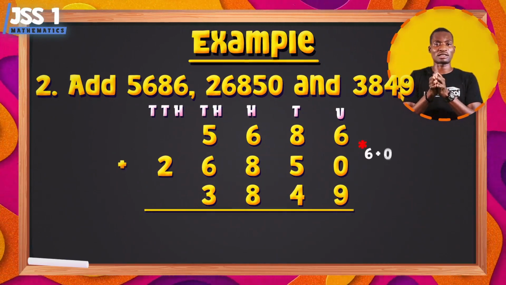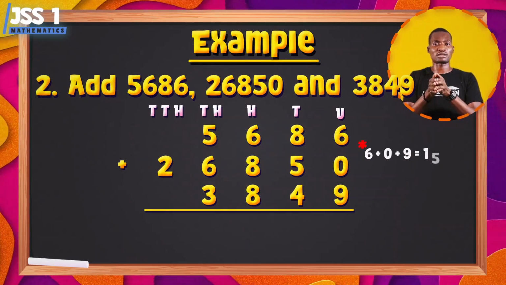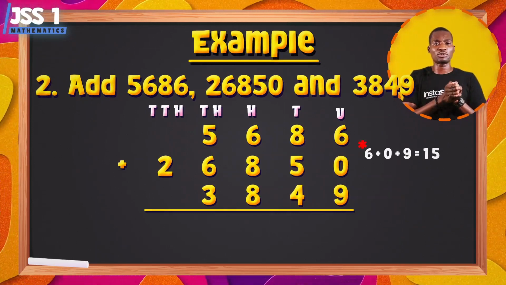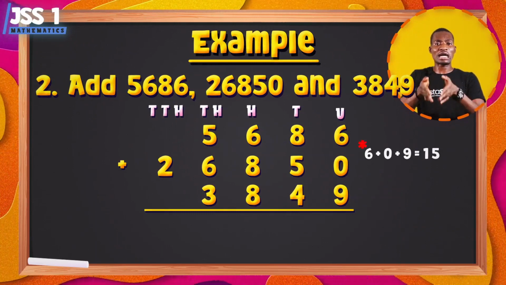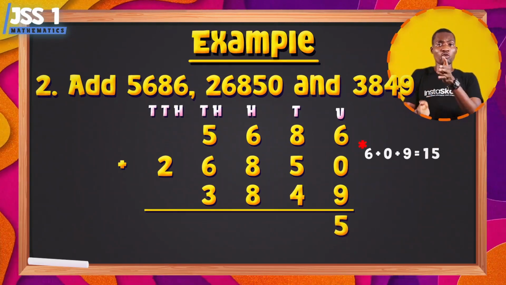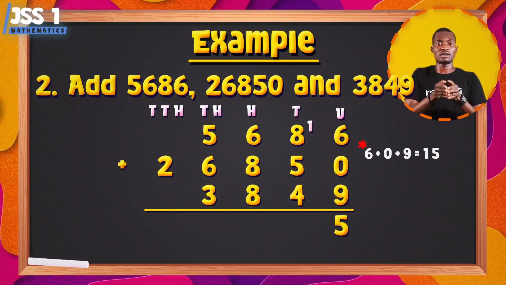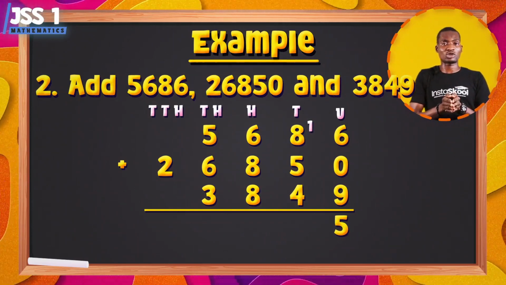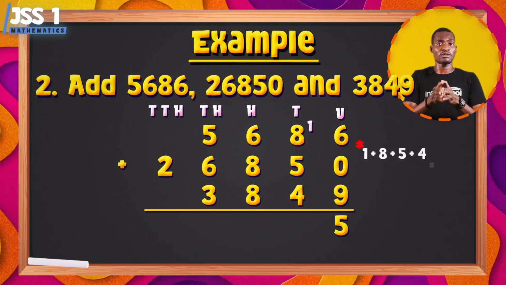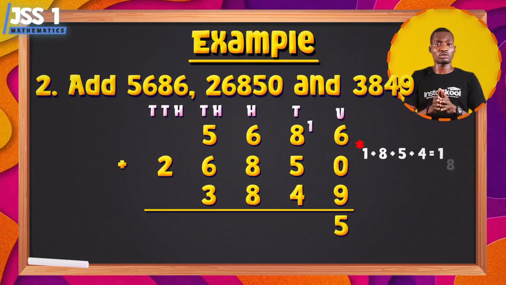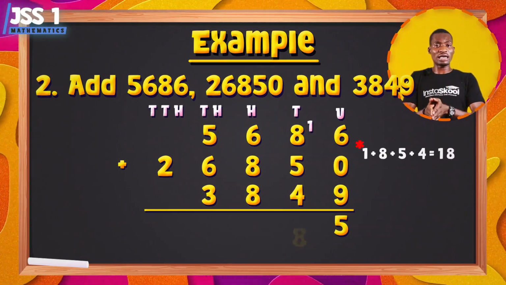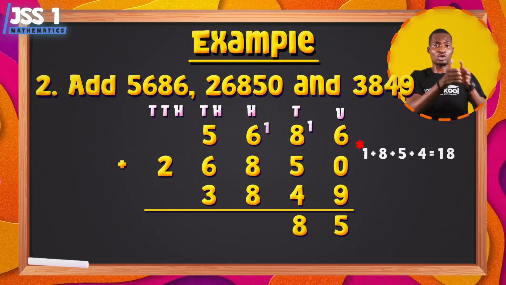6 plus 0 plus 9 gives 15. From the previous example, you would agree that we cannot write the entire 15 in this column. So we write 5 and move 1 to the next side. And then we'll perform the addition on that side as well. 1 plus 8 plus 5 plus 4. Let me give you some time. That gives 18. That is good. You write 8 there, and then you move 1 to the next side.